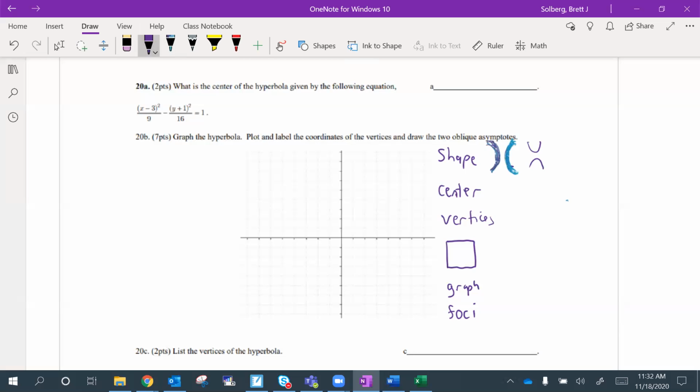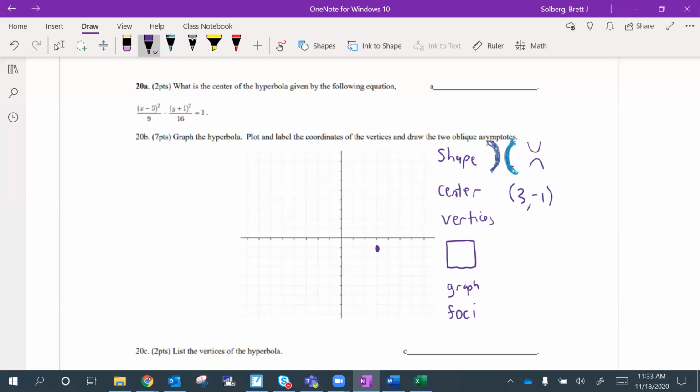Jared, help me out. Where is this hyperbola? Where is the center going to be? It's going to be at 3, -1. Good job. I'm going to put that on my graph. 3, -1.